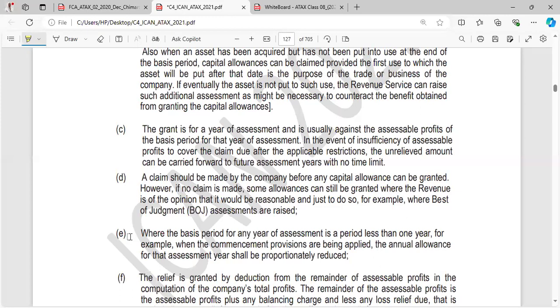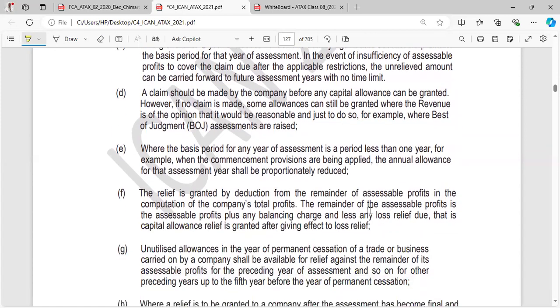Now, another thing here is that a claim should be made by the company before any capital allowances can be granted. However, if no claim is made, some allowances can still be granted where the revenue service is of the opinion that it will be reasonable to do so. That's not of much importance.